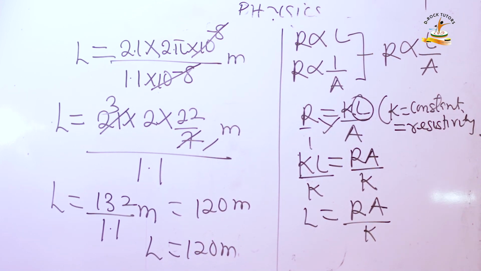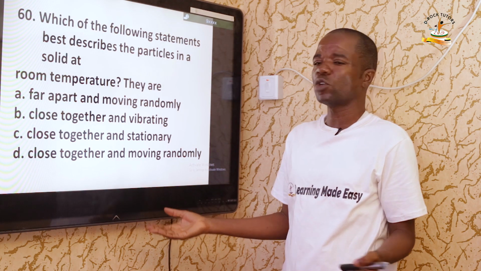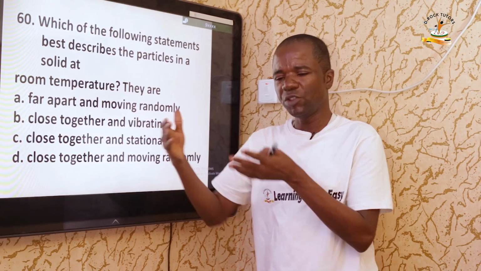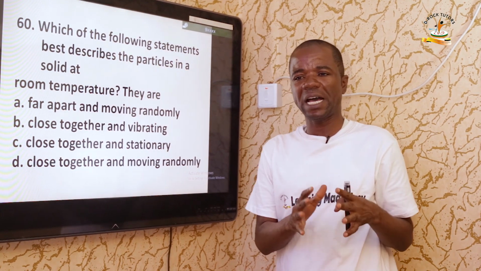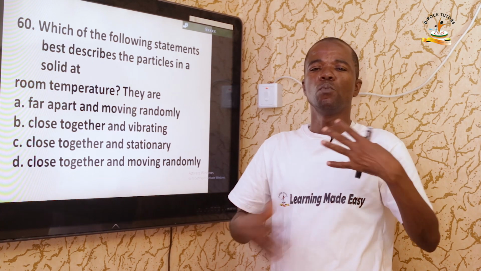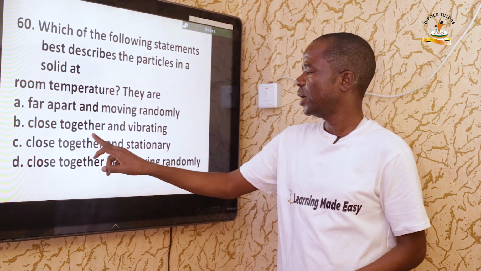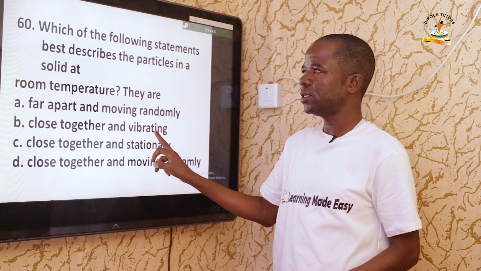Let's go to the last question, which is number 60. Which of the following statements best describes particles in a solid at room temperature? Option A, they are far apart and moving randomly. That does not describe the particles of a solid. This option A describes the particles of a gas because the intermolecular space between the gas molecules is wide and they move randomly. Alright? Option B, close together and vibrating. That's the correct answer here.